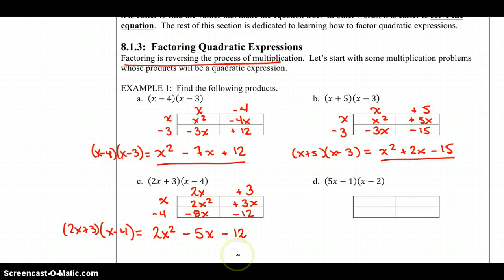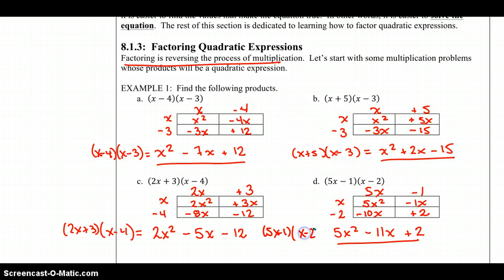And our last one here, we have 5x minus 1 and x minus 2. Again, if we write out all of our partial products and then collect like terms, we'll get 5x squared minus 10x, take away another x, minus 11x plus 2. So the quantity 5x minus 1 times the quantity x minus 2 is equivalent to 5x squared minus 11x plus 2.